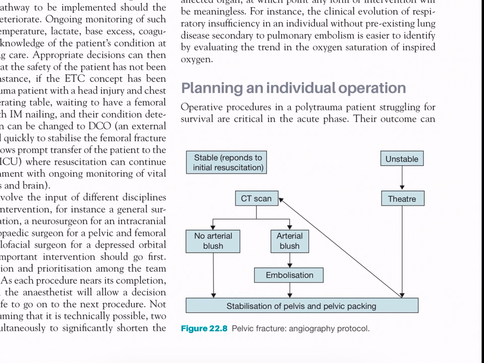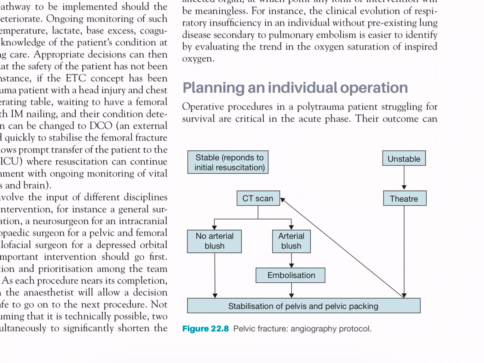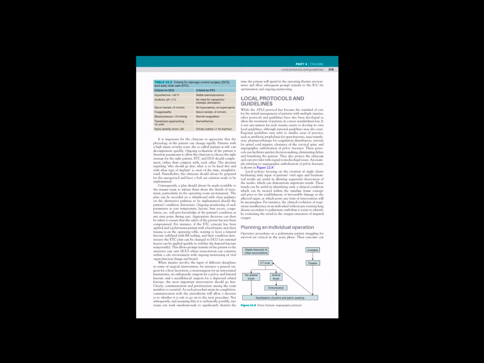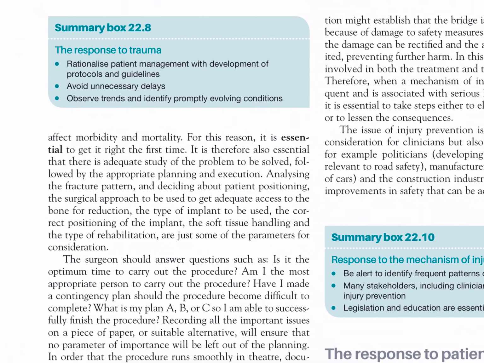Planning and individual operation. Operative procedures in a polytrauma patient struggling for survival are critical in the acute phase. Their outcome can affect morbidity and mortality. For this reason, it is essential to get it right the first time. It is therefore also essential that there is adequate study of the problem to be solved, followed by the appropriate planning and execution, analyzing the fracture pattern and deciding about patient positioning, the surgical approach to be used to get adequate access to the bone for reduction, the type of implant to be used, the correct positioning of the implant, the soft tissue handling, and the type of rehabilitation are just some of the parameters of consideration.